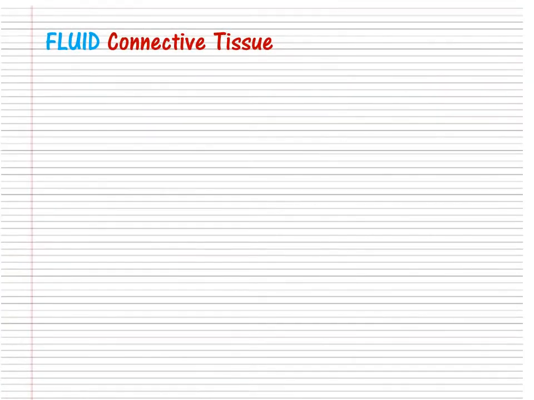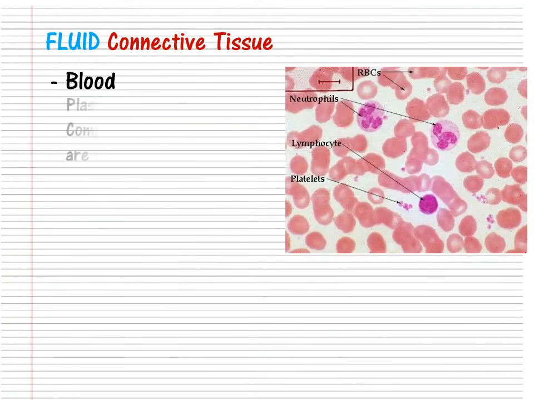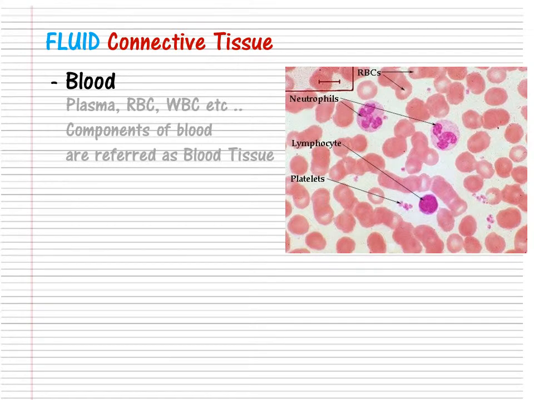The next type of connective tissue is the fluid connective tissue. Very surprising. Blood, yes, it's a connective tissue. Some people do not classify this as a connective tissue. Plasma, red blood corpuscles, white blood corpuscles, platelets, all the components of blood are referred to as the blood tissue.